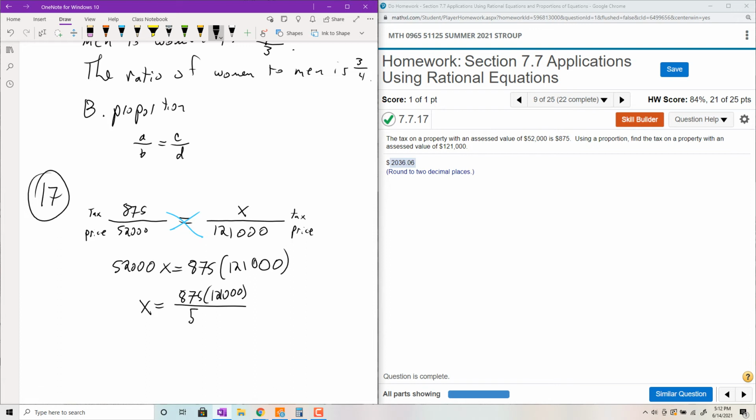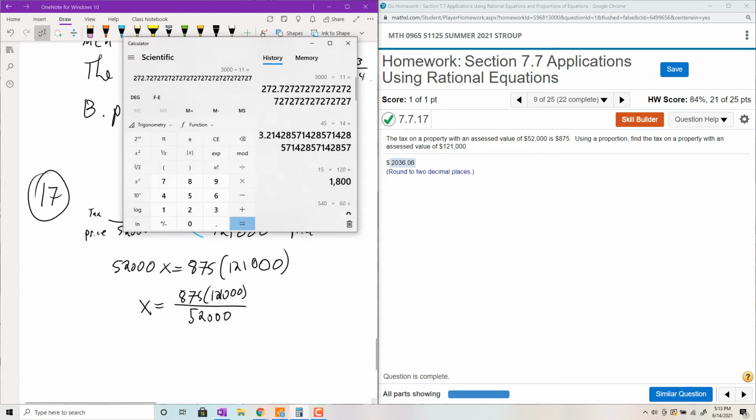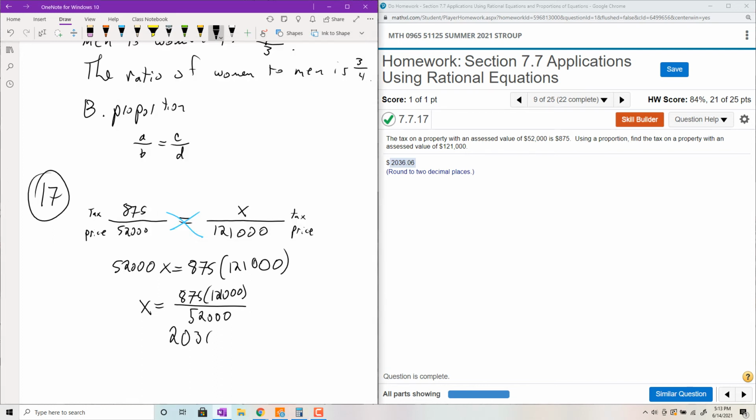It's better just to type it in all at once using your parentheses. So you go to your calculator and it has little parentheses buttons. For the numerator, put the whole numerator in parentheses. So 875 times 121,000 in parentheses, and then divided by 52,000. And then to 2 decimal places, 2036.06.